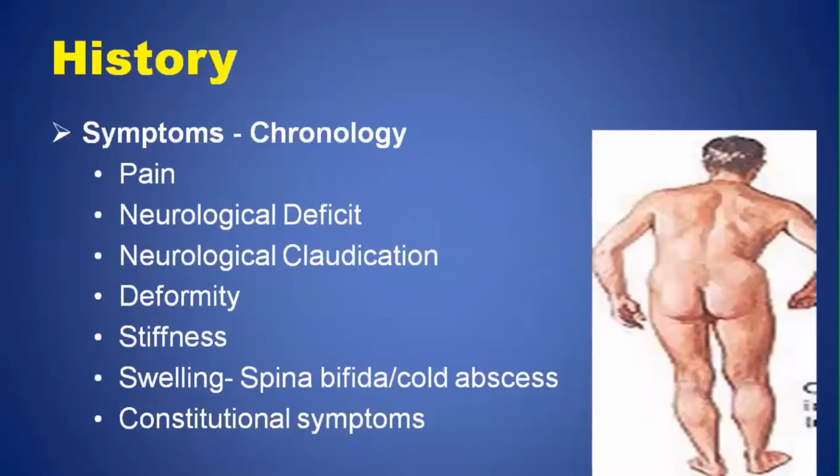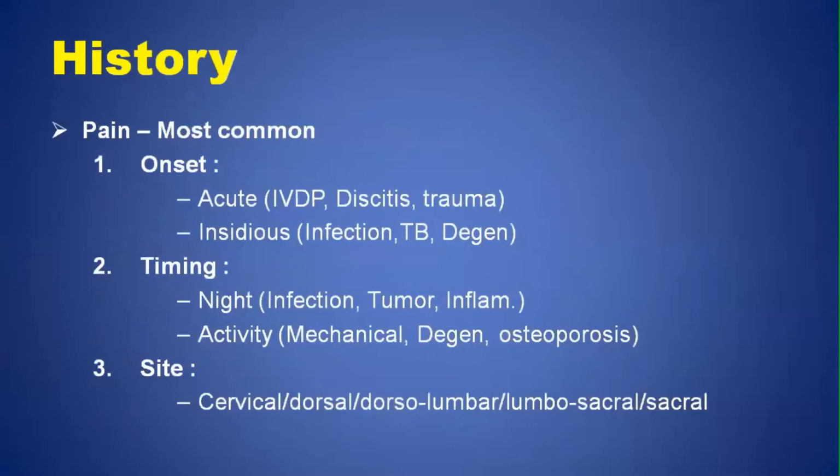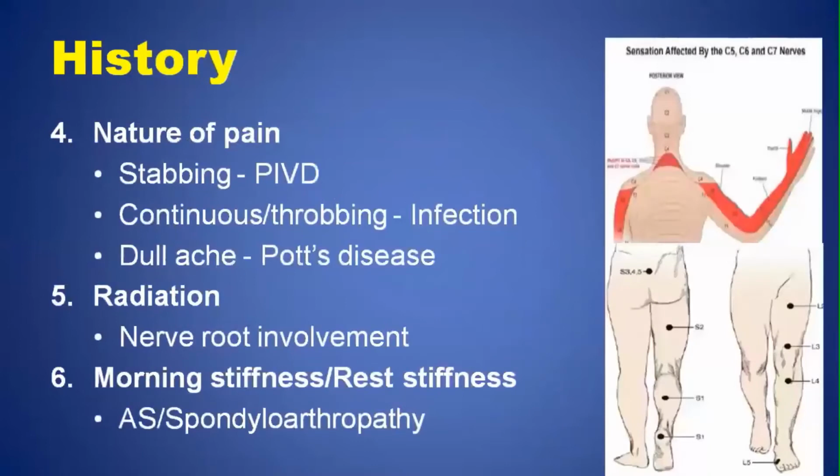That means which symptoms are most troublesome to the patient is very, very important. By far, pain is the most common symptom patients complain about, and it is important to understand the basic characteristics of the pain, like onset of pain, whether it is an acute or insidious onset, timing of pain, whether it's a night pain or activity-related pain, the exact site of pain, and the nature of pain, whether it is a stabbing pain like in disc herniation, a continuous throbbing pain in infection, or a dull aching pain like in tuberculosis. The exact radiation of the pain will help you identify the exact nerve root involvement when the pain is specifically located in a specific dermatome.